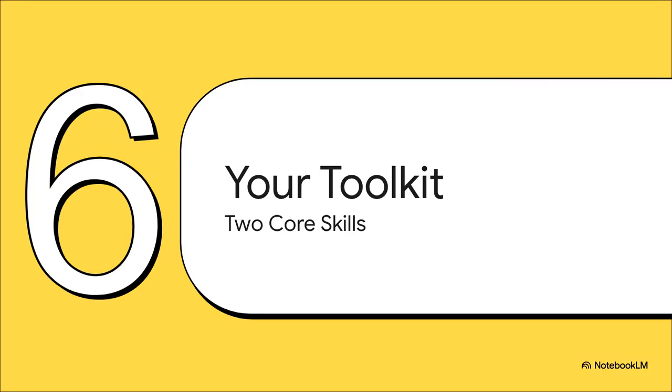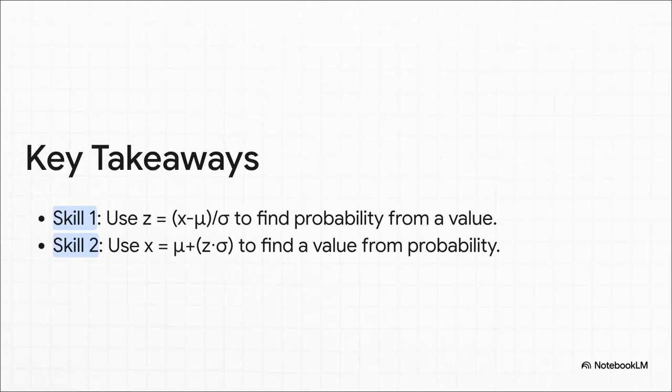So let's just recap everything we just did. You've now mastered two fundamental skills that are really the core of applying normal distributions to practical, real-world problems. Think of these as the essential tools in your new statistical design toolkit. And here they are. Skill number 1, going from a specific value, like a shower head height, to find a probability, using our classic z-score formula. And skill number 2, going from a probability, like a design requirement, back to a specific value, using that rearranged formula. With just these two skills, you can tackle a huge range of design challenges.